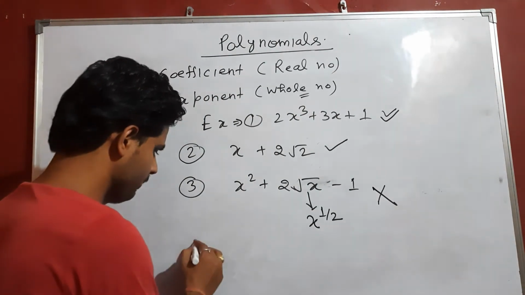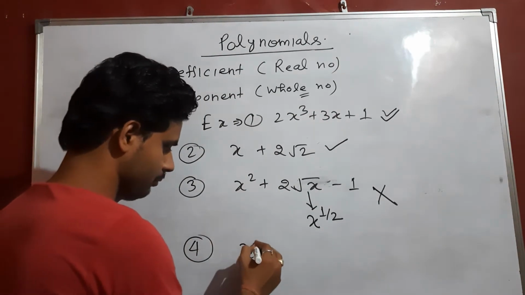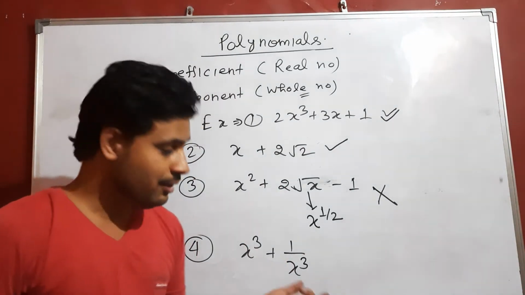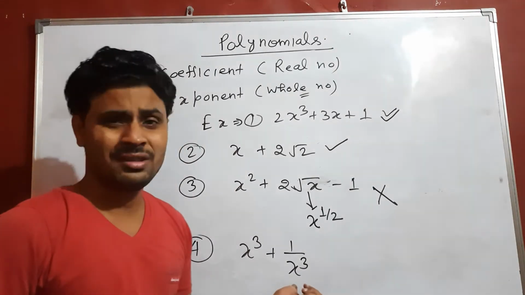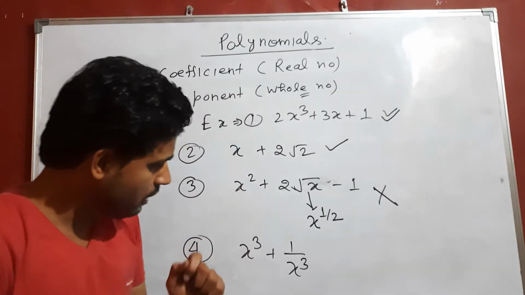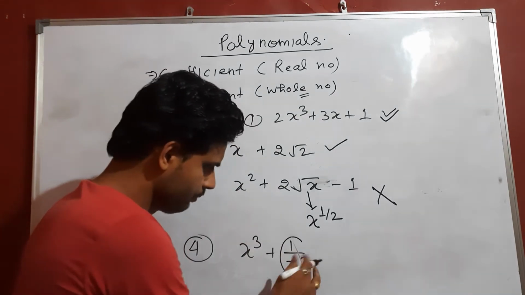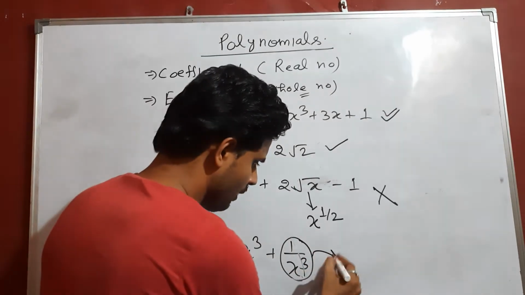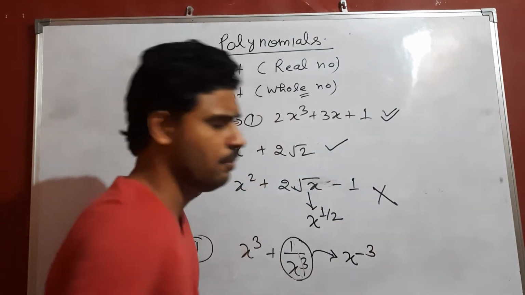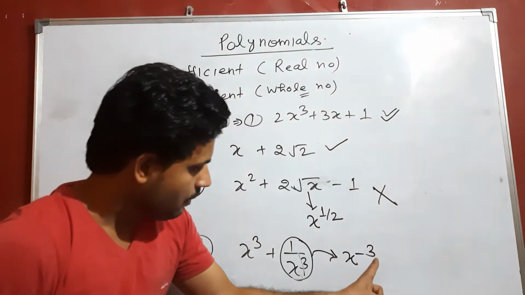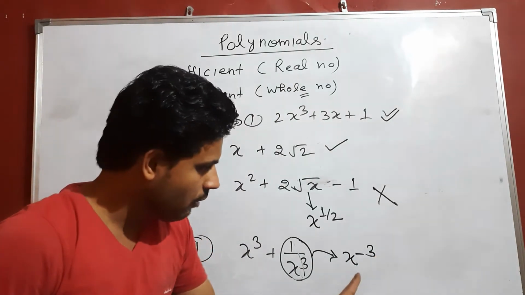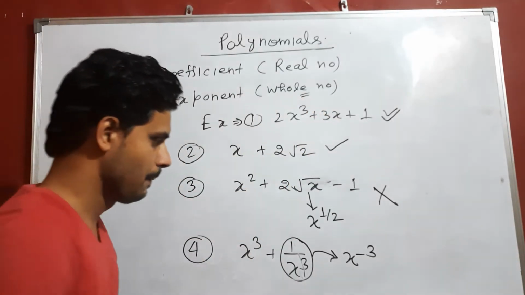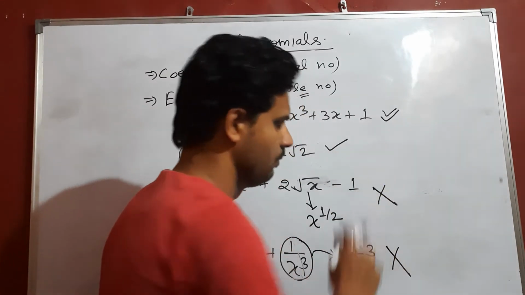Again, one more example. Is this a polynomial? Actually, most of the students say yes. But in the second term, 1 upon x cube can be written as x power minus 3. The exponent of x is minus 3, which is not a whole number. That's why this is not a polynomial.